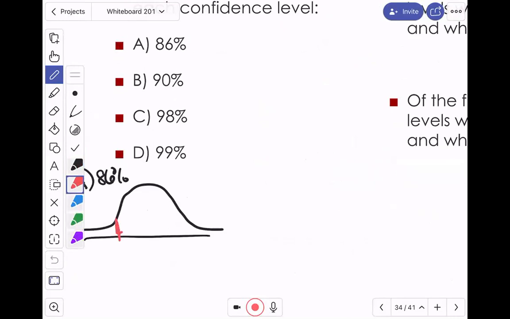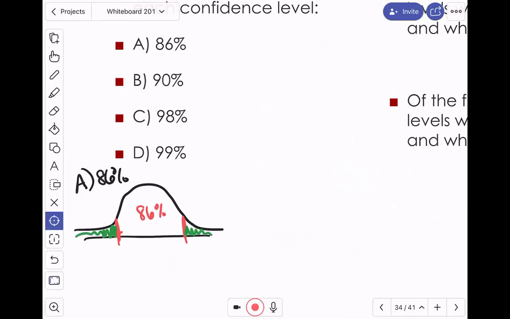How much data sits within the bounds like this? How much data sits inside of that? Can anybody tell me? 86%. If 86% is on the inside, how much is on the outside? How much is over here? 7%. How much is over here? 7% to both sides, right?